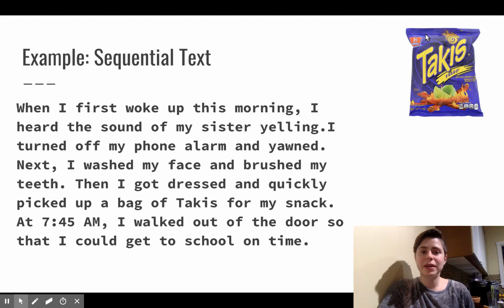So our example might be, when I first woke up this morning, I heard the sound of my sister yelling. I turned off my phone alarm and yawned. Next, I washed my face and brushed my teeth. Then I got dressed and quickly picked up a bag of Takis for my snack. At 7:45 a.m., I walked out of the door so that I could get to school on time.